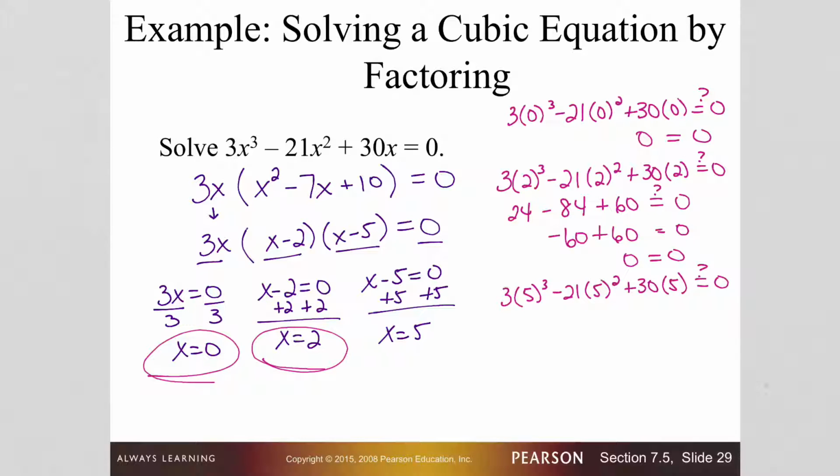So now let's try 5. Alright, 5 cubed is 125, and 125 times 3 is 375. 5 squared is 25. 25 times 21 is 525. And 5 times 30 is 150. So 375 minus 525 plus 150. Look at that. It equals 0. So I know that that is a correct answer as well.